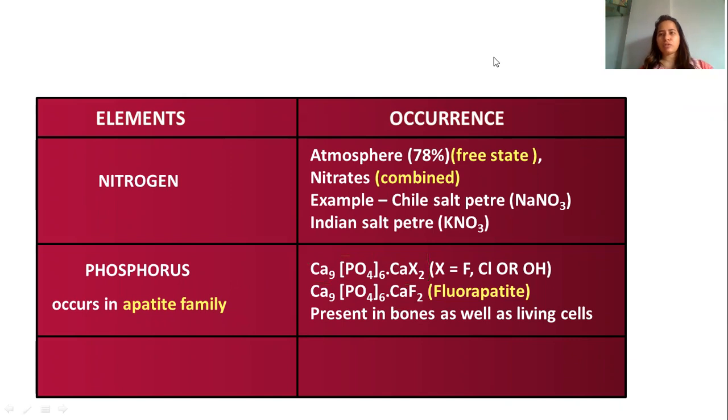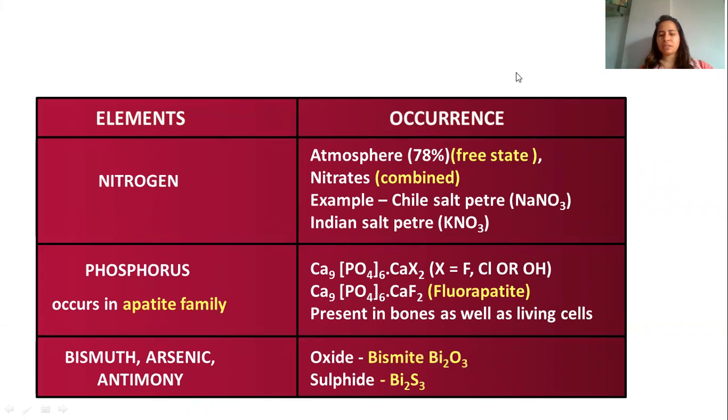Talking about the next after phosphorus, we have arsenic and antimony. Arsenic and antimony are mostly present as sulfides. And bismuth is present as a sulfide as well as an oxide. So we have bismuth sulfide Bi2S3 and bismuth oxide Bi2O3. Repeating again, arsenic and antimony will be in the form of sulfides, whereas bismuth will be in the form of sulfide as well as oxide. So you can write this down in the occurrence of nitrogen, phosphorus, arsenic, antimony, bismuth.